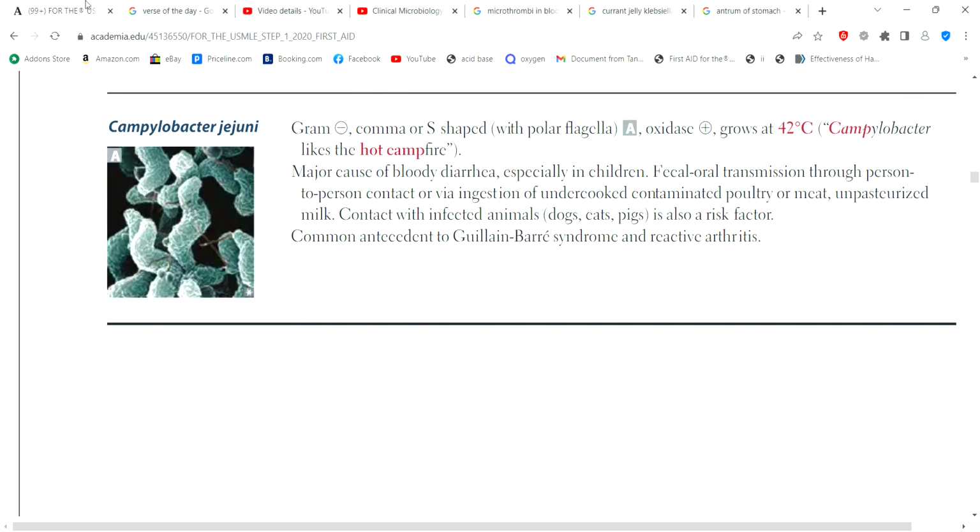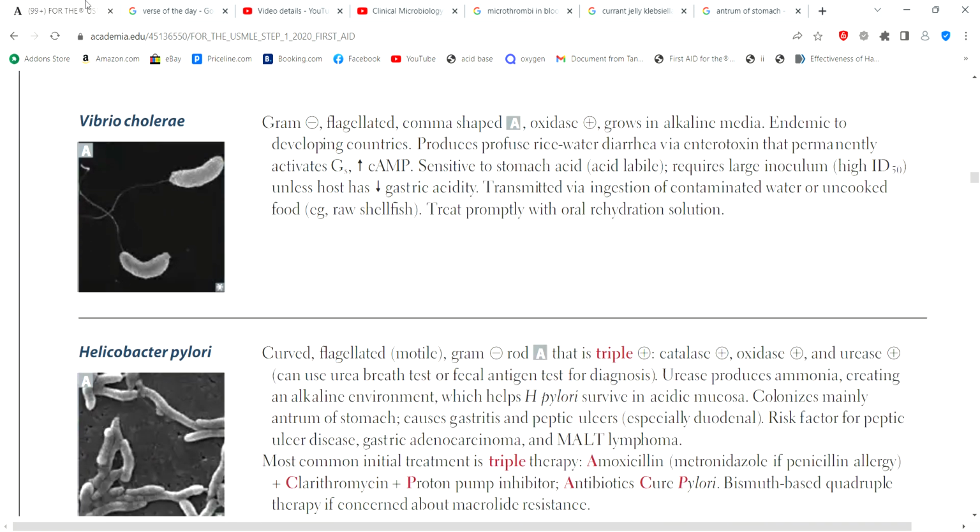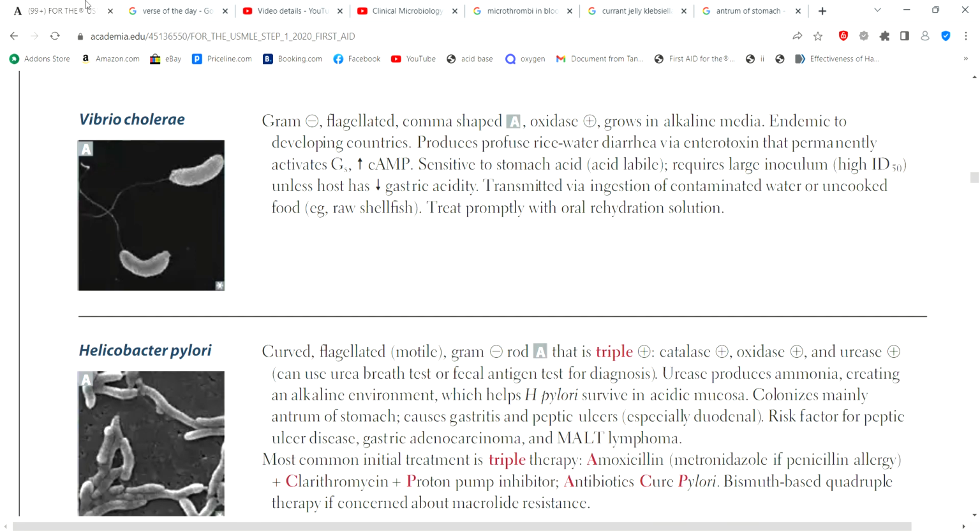Okay, next. All right, let's go. Vibrio cholera. Vibrio cholera is gram negative, flagellated, comma shaped, oxidase positive, grows in alkaline media, endemic to developing countries. It produces profuse rice water diarrhea by an enterotoxin that permanently activates Gs, which will increase cyclic AMP in the body, and this is what causes the water to go into the intestines, causing the massive rice water diarrhea. It is sensitive to stomach acid, though. Vibrio cholera will be destroyed by stomach acid.